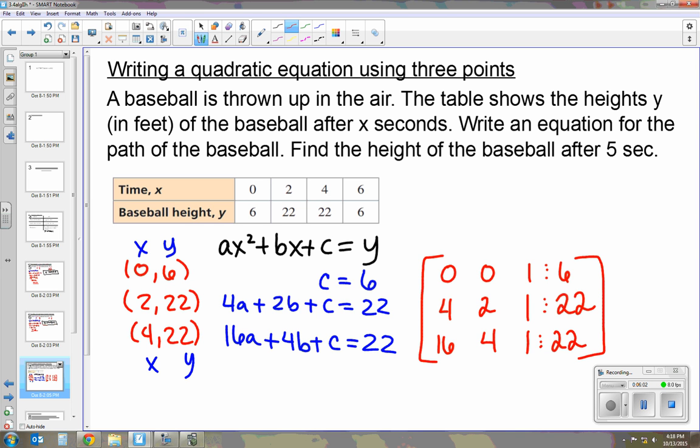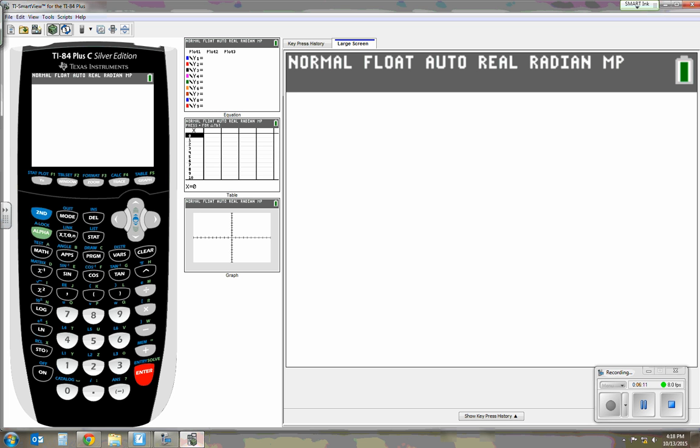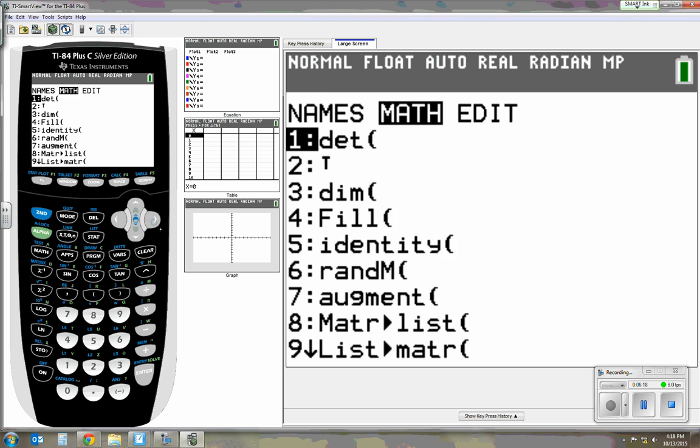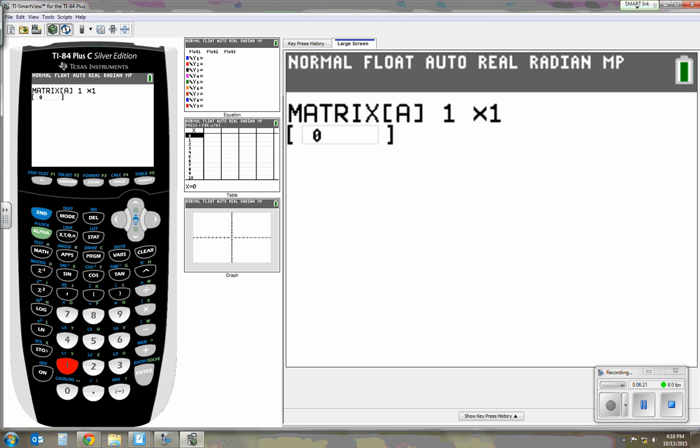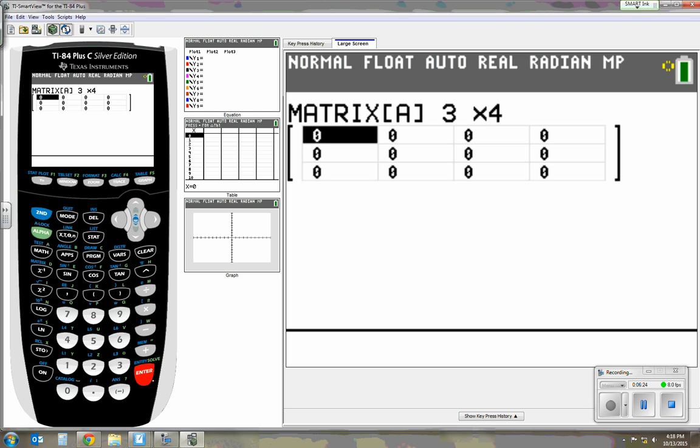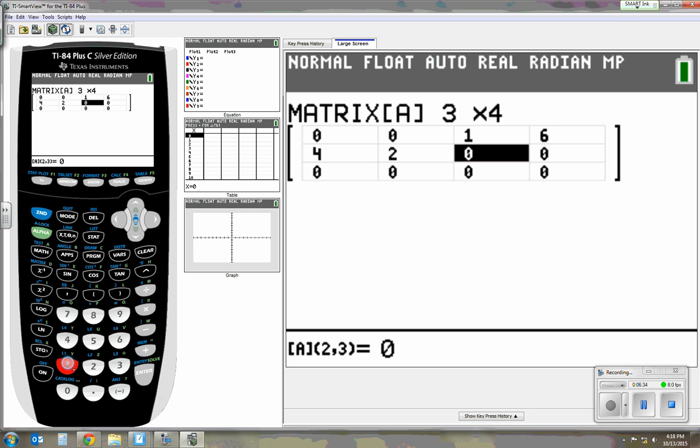Okay, and now I'm going to put this into my calculator using reduced row echelon form. Just a little reminder of how to do this. We're going to do second, matrix, and then arrow over to edit. We're going to put in our augmented matrix. This is a 3 by 4, and it's going to be 0, 0, 1, 6. And then 4, 2, 1, 22. And our last row is 16, 4, 1, 22. Now that we've plugged this matrix in, we second quit.